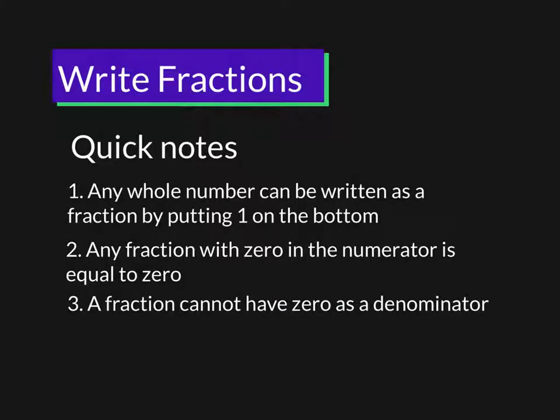And finally, a fraction cannot have 0 as a denominator. So for example, you can't have 7/0 of a pizza, because you can't divide a pizza into 0 pieces. It has to be at least 1. It can't just disappear. So no zeros on the bottom. And that's how you write fractions.